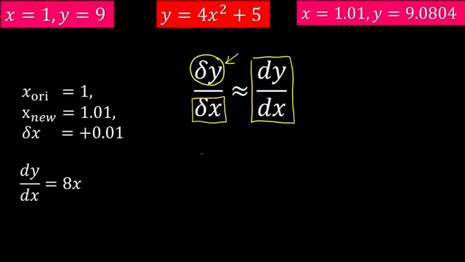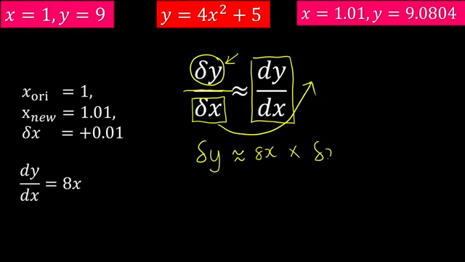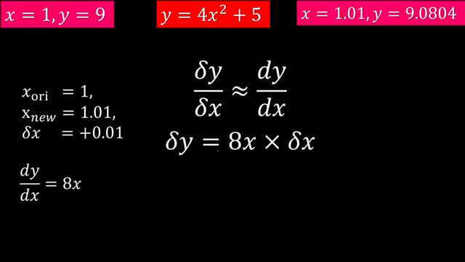So in order to find delta y, we're going to move the delta x over there. The line is called divide. When divide goes to the right hand side, it becomes times. So we can say delta y is approximately 8x times delta x. But usually in your school, you use an equal sign, and the teacher understands that this is an approximation. So we can say that delta y is equal to 8x times delta x.